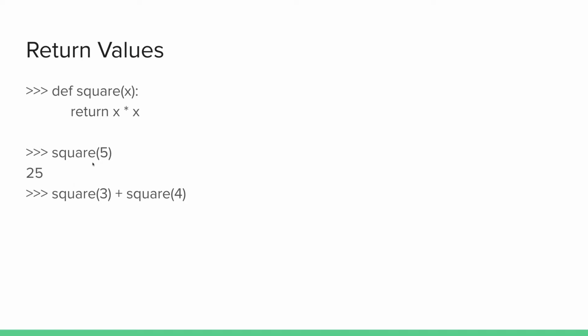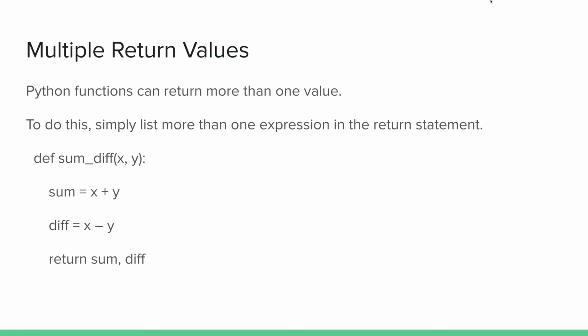Which means that we can actually use the square function inside a bigger expression. Here's an example. So square(3) plus square(4) will result in 25, so 9 plus 16. And then if we do decide to use the math.sqrt function on square(3) plus square(4), it will result in 5.0. So let's see more examples.